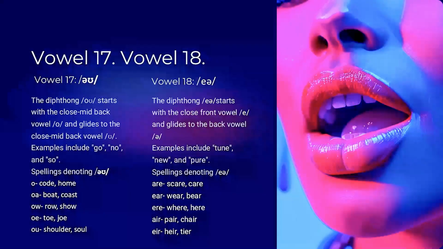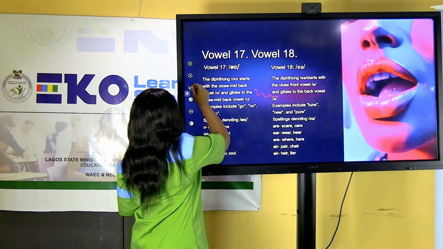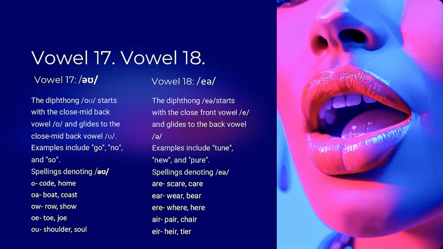Vowel number 17. We have the sound O. This is O. Okay?